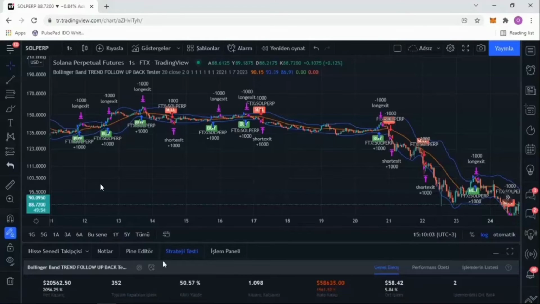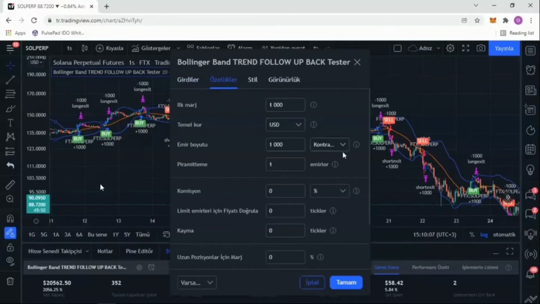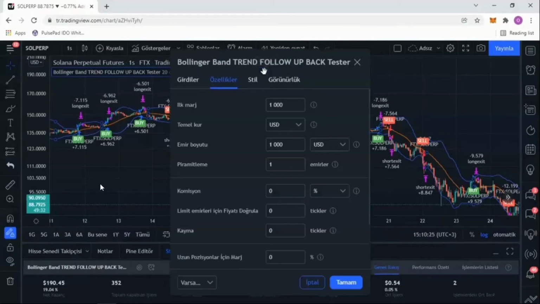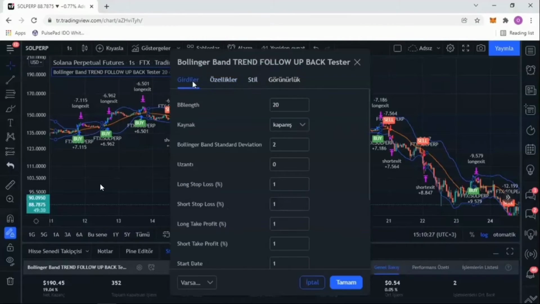This is not the real number, by the way. We should go to settings as usual. We will change the contracts to USD once again. We are again on the Solana 1 hour chart. And as you can see, at least we are not losing money with a 1-to-1 risk and reward ratio. But remember, we are after big waves. So let's change the risk and reward ratio to 1 to 5.